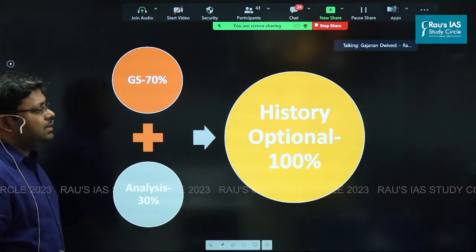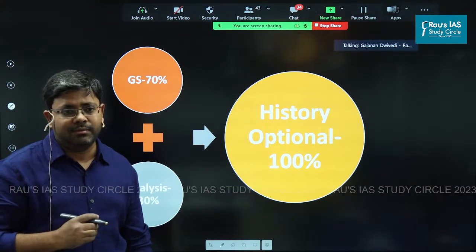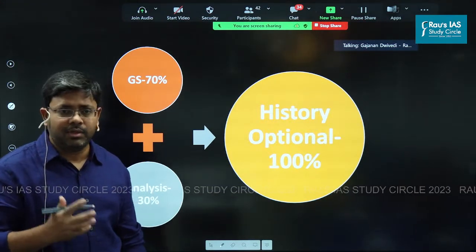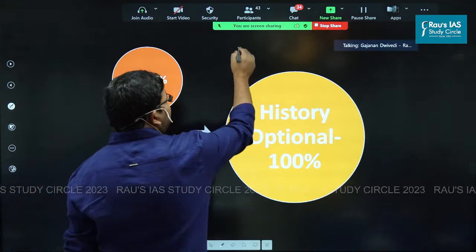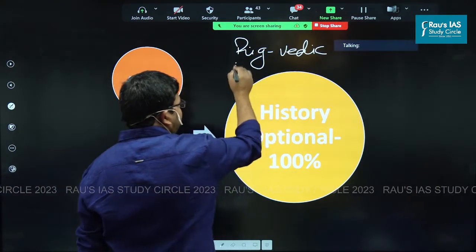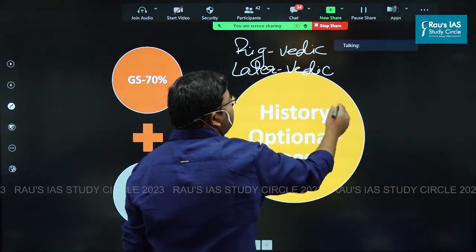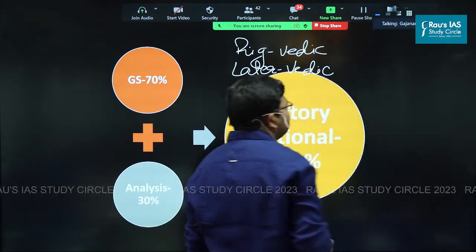Think about GS. Those who are studying, suppose Vedic age. Vedic age is a major theme. You said Vedic age, you said Rigvedic age, then you said later Vedic age. For GS, what do you have to know?